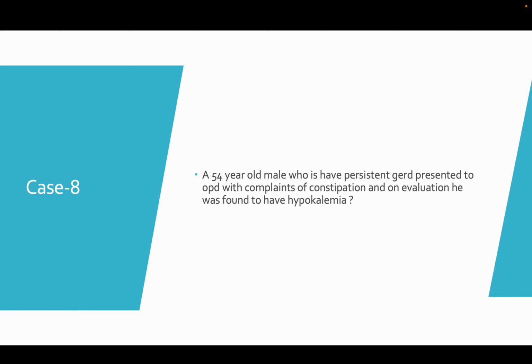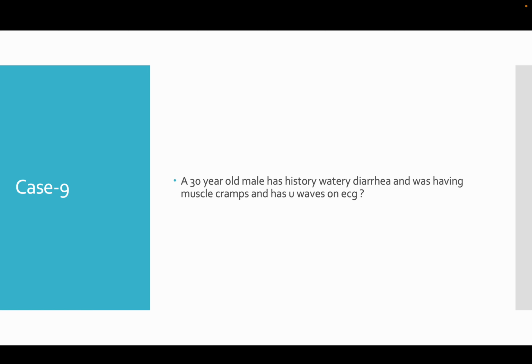A 30-year-old male has a history of watery diarrhea, is having muscle cramps, and has U waves on ECG. From the history you might have thought this is a case of hypokalemia. What is causing the watery diarrhea? If you know watery diarrhea with hypokalemia, you might have thought this is a VIPoma case. VIPoma is a neuroendocrine tumor that can be present in the pancreas or duodenal region, where it can secrete neuroendocrine hormones that cause watery diarrhea and hypokalemia. So in that patient, the patient will have hypokalemia.